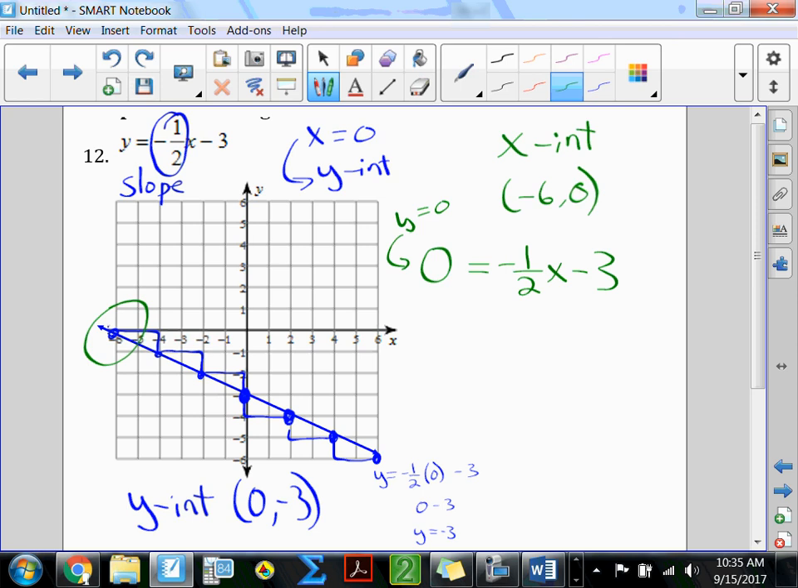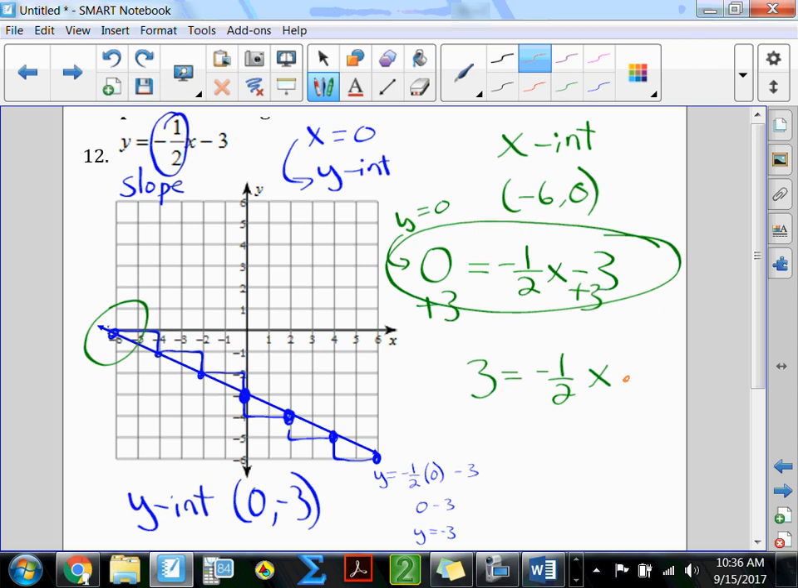You forget that there's a -1/2, and so you graph your line going up instead of down, and then you get it wrong on the test. But if you find the intercept that way, then you can double check that it's the -6. So I would add 3 to both sides and get 3 equals -1/2 x. Multiply both sides by -2. -6 is x. So that just double checks, and now I have my x-intercept.